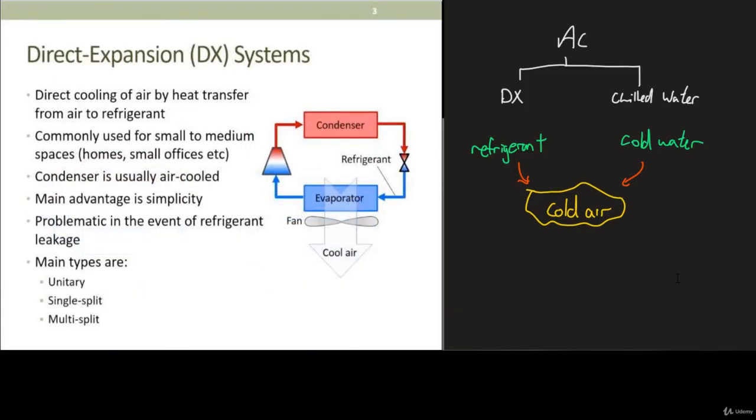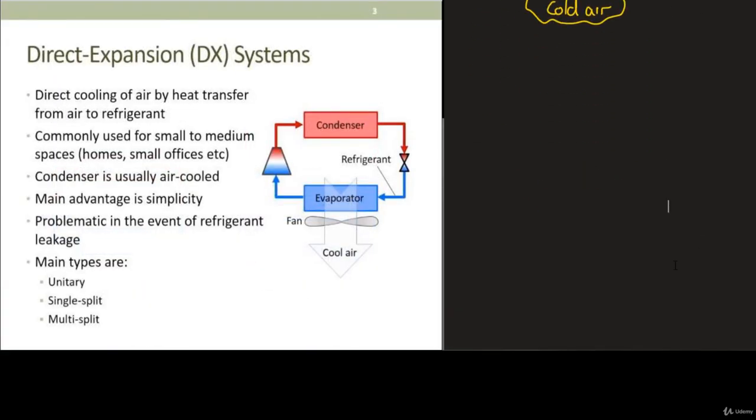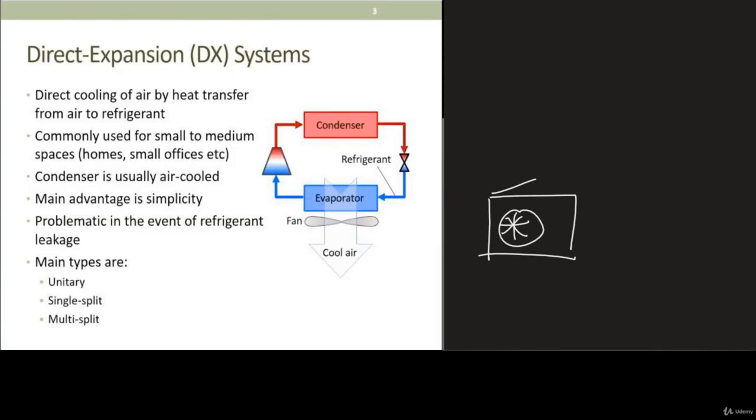So let's focus on DX system first, direct expansion. As I mentioned just now, you achieve cooling by having a cold refrigerant to cool down the warm air. So typically you can find this at home or in small offices, or maybe your FCC rooms and things like that. And the condenser, which we usually call the condensing unit, is usually cooled down by air. So you will realize hot air always comes out from the condensing unit.